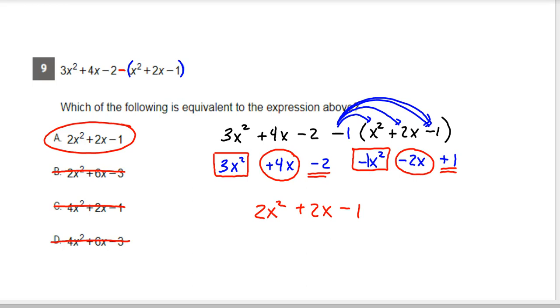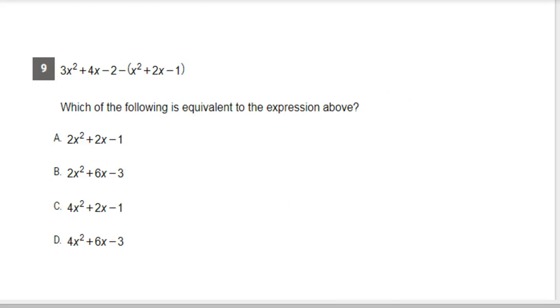Now, another way that I teach this that some kids like better, a lot of times when you subtract numbers, you stack them on top of each other. So we could do it this way. We could say I have 3x squared plus 4x minus 2. And then look at this as a takeaway, because we're taking away a big old chunk. We're going to take away, and then we're taking away x squared plus 2x minus 1.